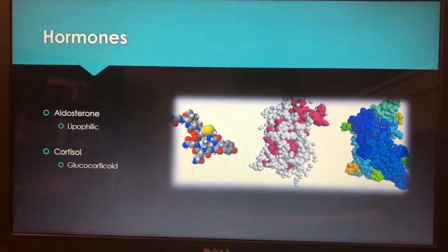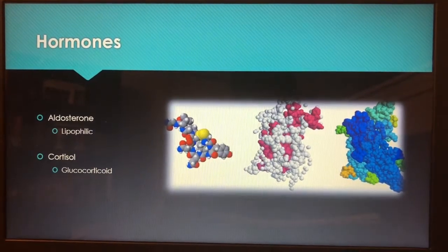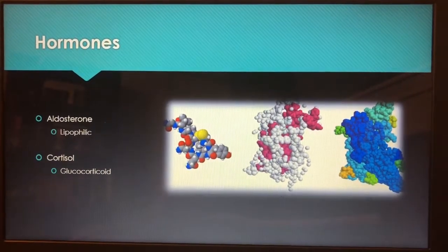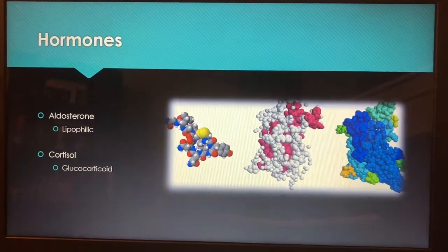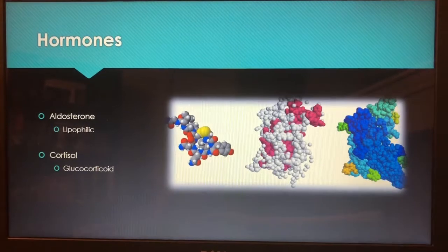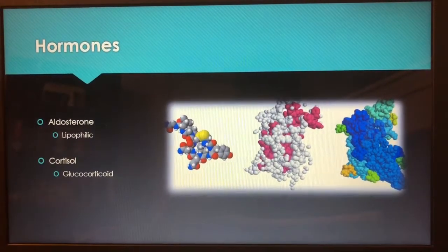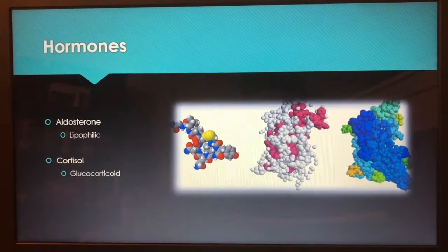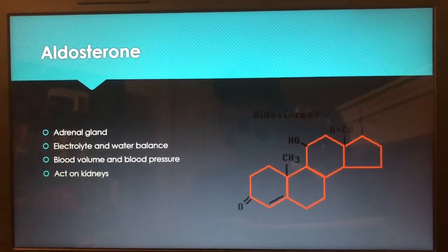So the two hormones that I chose to talk about are aldosterone, which is a lipophilic hormone, and cortisol, which is a glucocorticoid. And these are just examples of what hormones kind of look like. It's not actually aldosterone or cortisol. So the first one is aldosterone.